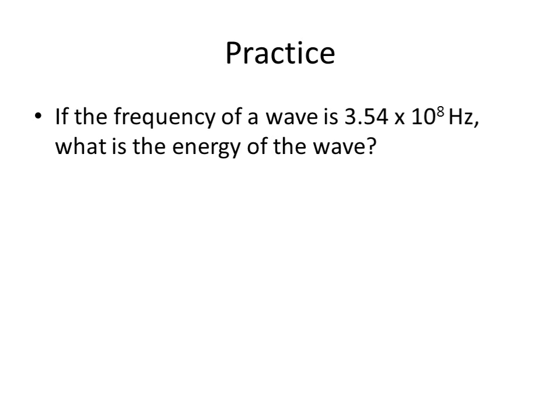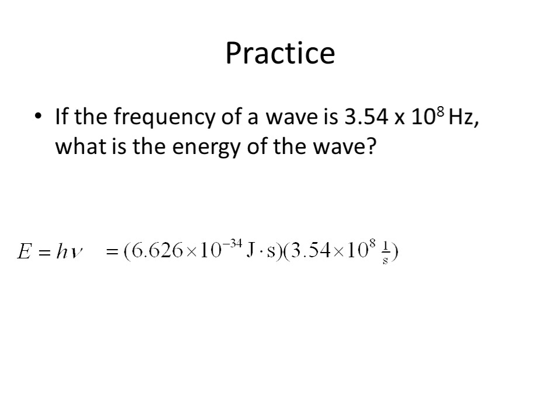If we want to solve for the energy of a wave, we need to know its frequency. And so in this case, we're given the frequency of 3.54 times 10 to the 8th hertz. And the question is, what is the energy of that wave? So we start with the equation energy equals Planck's constant times frequency. We're solving for energy, so all we need to do is substitute in our values. Planck's constant, 6.626 times 10 to the negative 34th joule seconds. The frequency, which is given to us in the problem, 3.54 times 10 to the 8th, and the units are inverse seconds, or hertz. The seconds will cancel, leaving us with just joules.